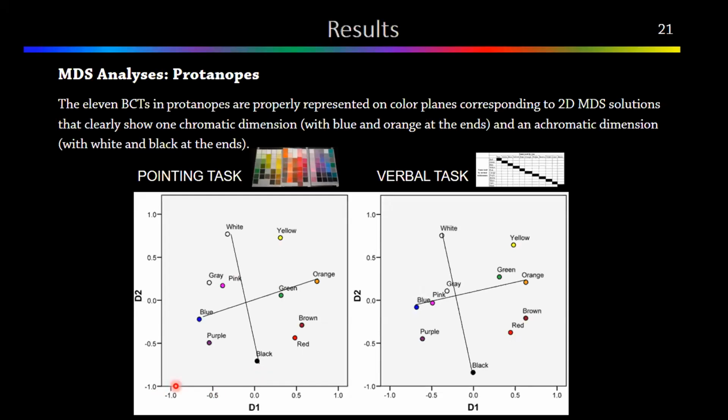So we had a first dimension that was chromatic. We had bluish at one extreme and oranges at the other, and in the second, black at one extreme and white at the other. In the case of the verbal task, it's amazing how much this MDS mimics what happened with the actual MDS from the pointing task. We have also the 2 dimensions, blue-orange and white-black, and the disposition of the rest of the categories is pretty similar in the case of protonopes.